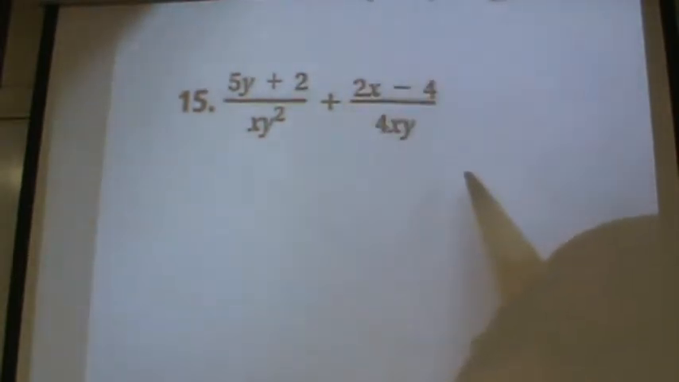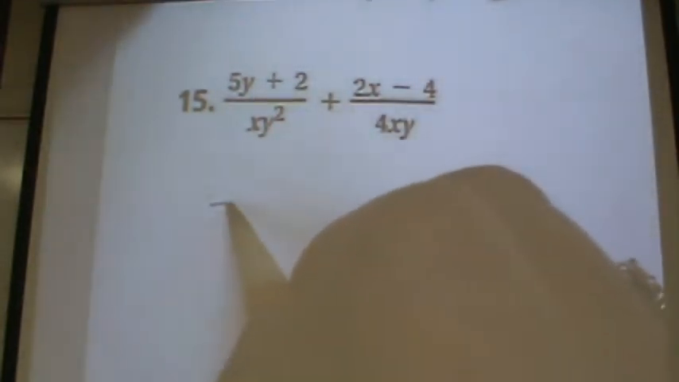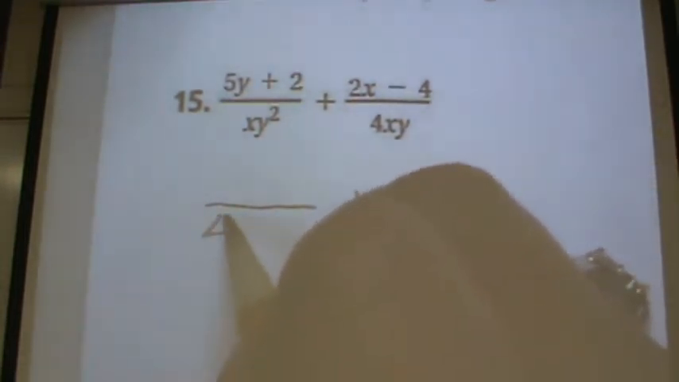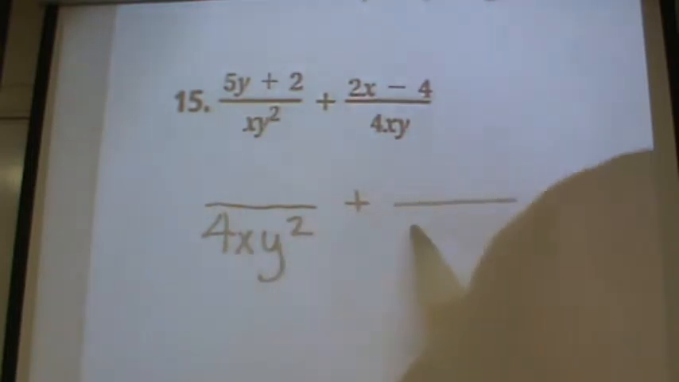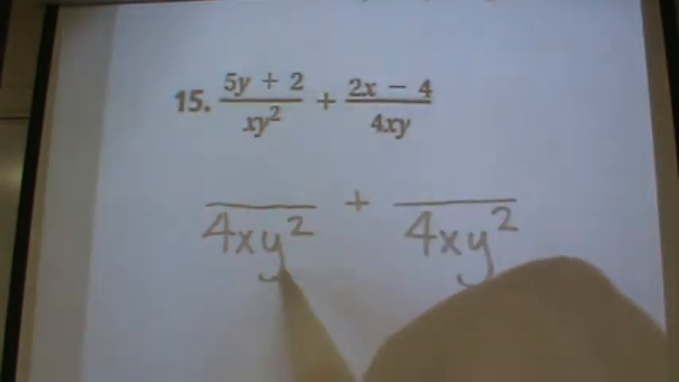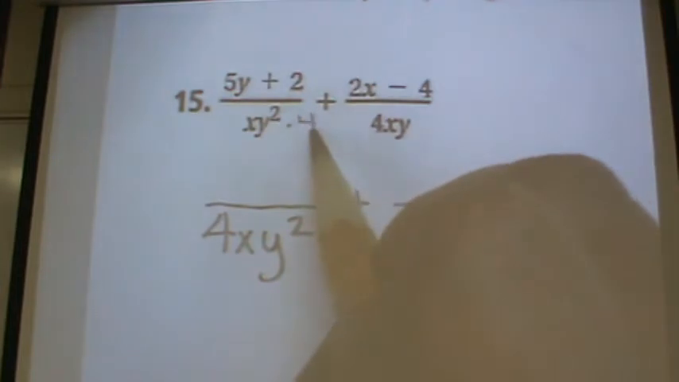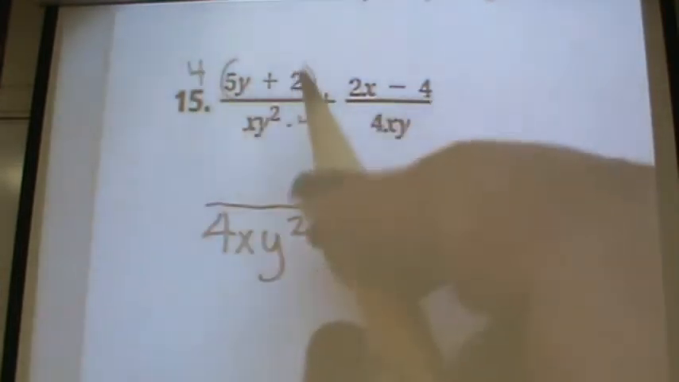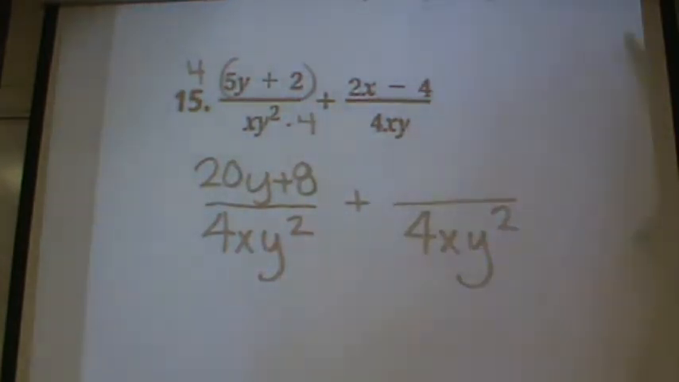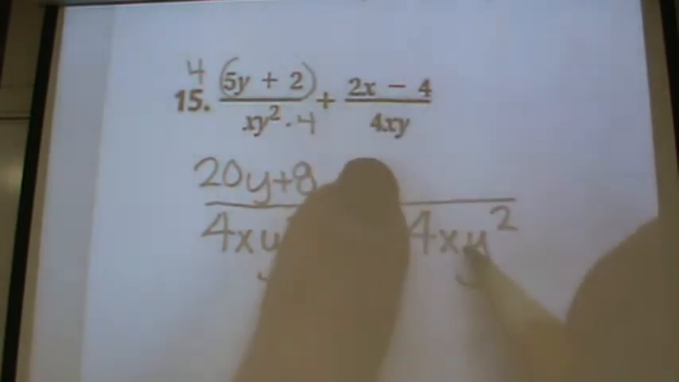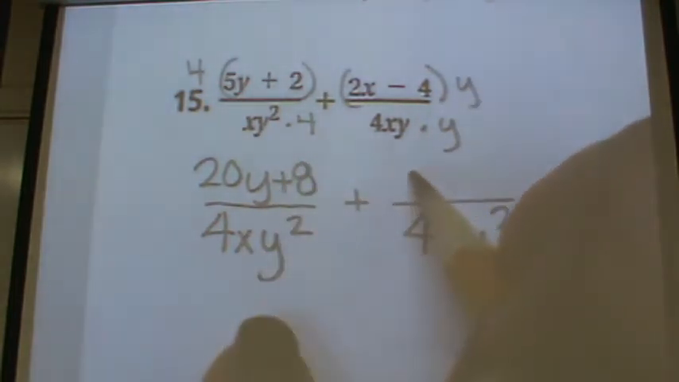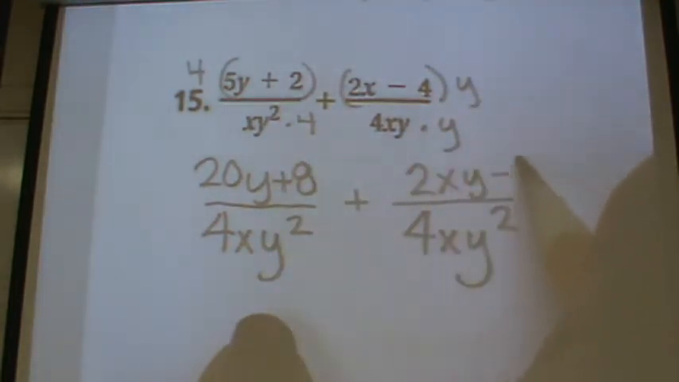Okay, so what would you do here? What's the common denominator? Say it again. 4xy squared. Good job. So look at your first fraction. What's missing? We need to multiply this by a 4 and that by a 4. What do you get when you multiply that by 4? 20y. Good job. How about the second fraction? You've got the 4, the x, and the y. What's missing? A y. So we're going to multiply this by y. So you get 2xy minus 4y.